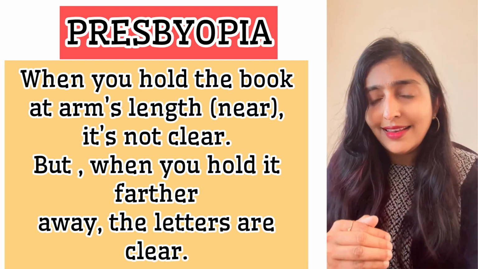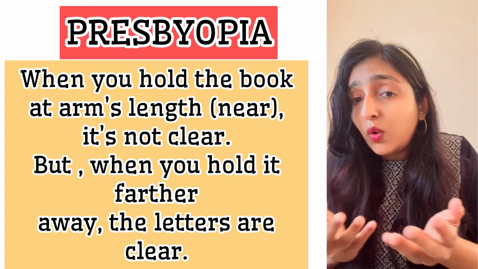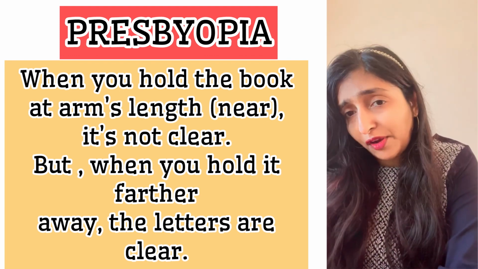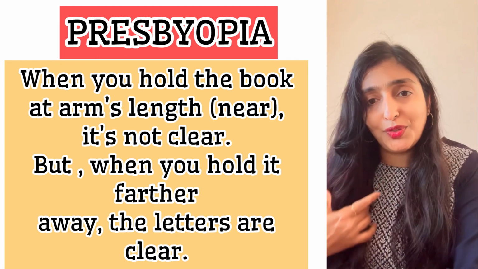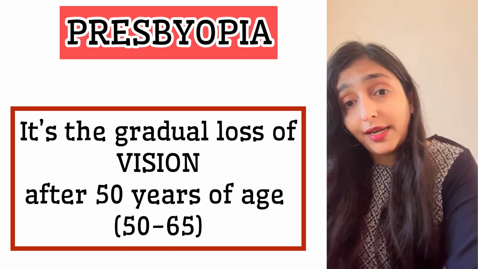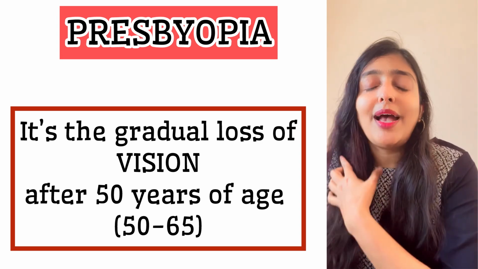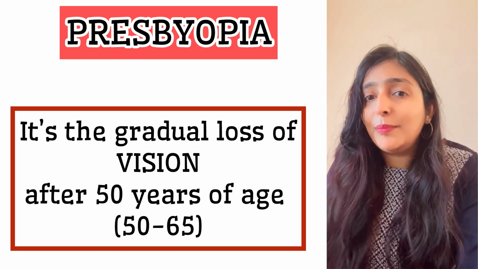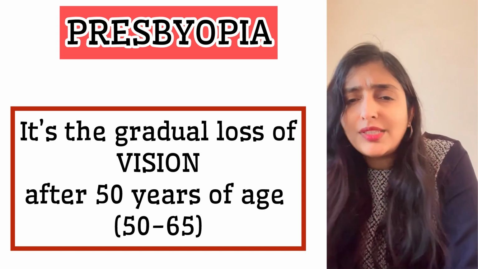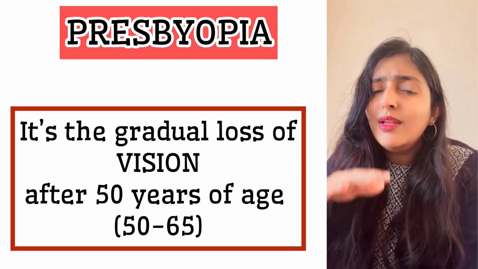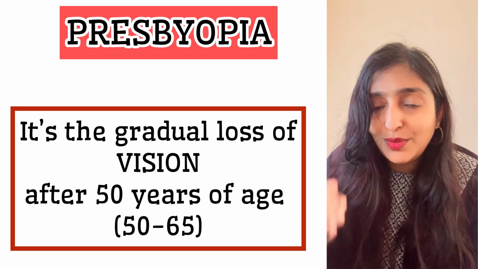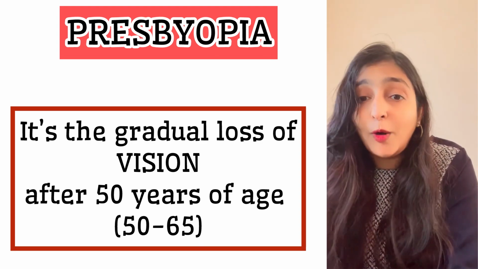You cannot see the letters that are very close or near to you. When you hold it a little further away from you, it's clear to you. So that's presbyopia. Then how is it different from hyperopia? Presbyopia happens to elderly people who have crossed 50 to 60 years of age. It's the gradual loss of the ability of vision in elderly people. I hope you got it.